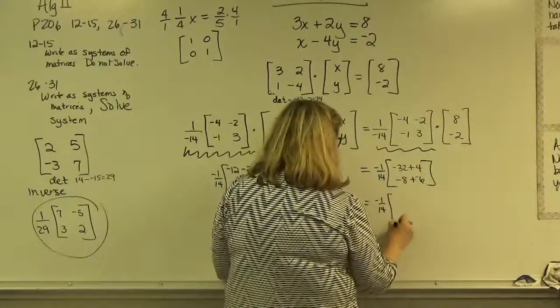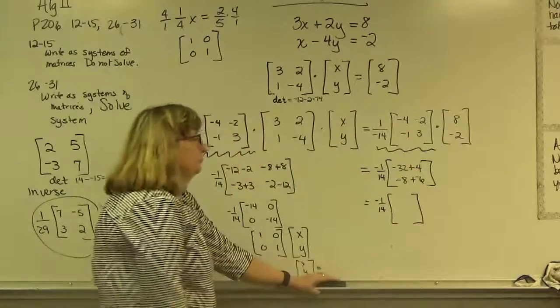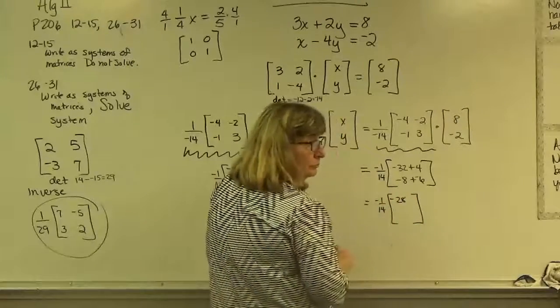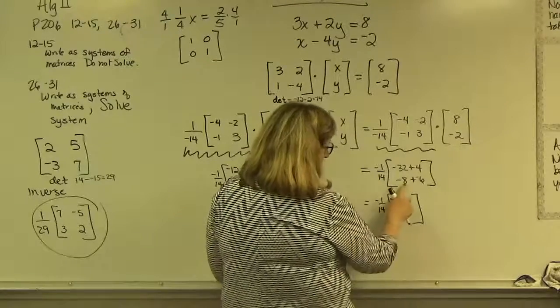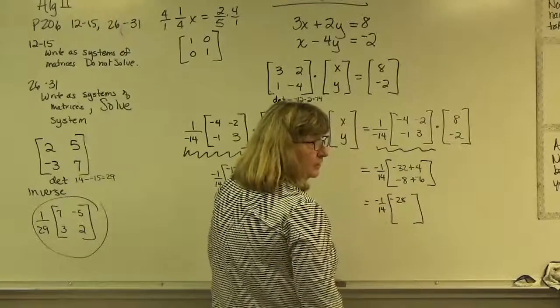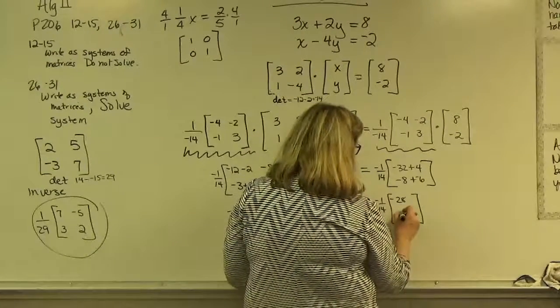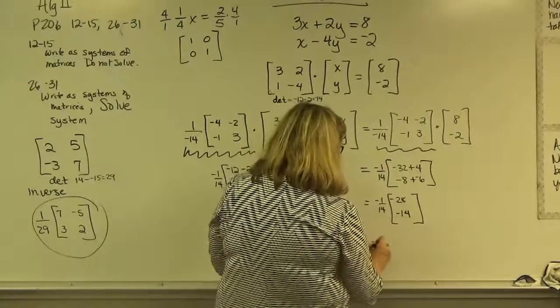Aaron, what do you get when you add these together? -28, -2. What's a -8 and a -6? Signs are like, you add and keep that sign. So -14? Yeah. Okay, now we multiply by the scalar.